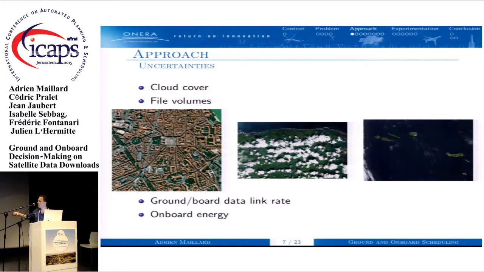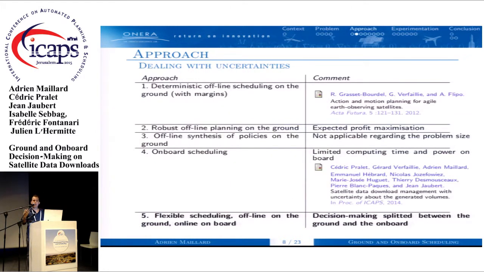Also, we have other uncertainties. So how can we deal with these uncertainties? How can we plan things if we don't know the volume, if we don't know the durations of the tasks? We can have a deterministic offline planning approach. It has been done. When you want the plan to be always executable, you just take a lot of margins on every uncertainty. You take the maximum volume, the minimum energy. This has been done, but it's not very efficient.